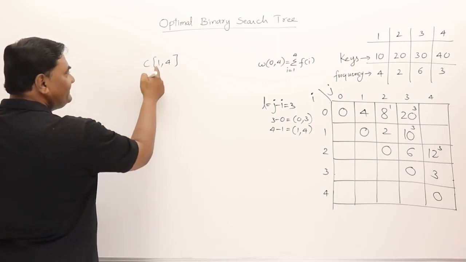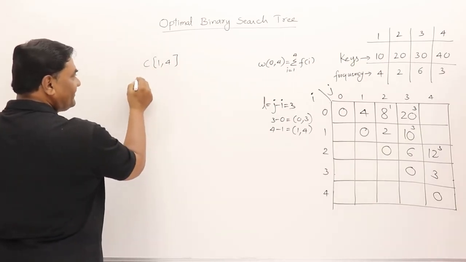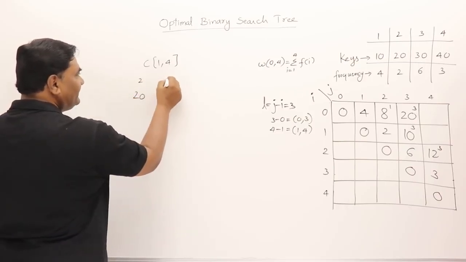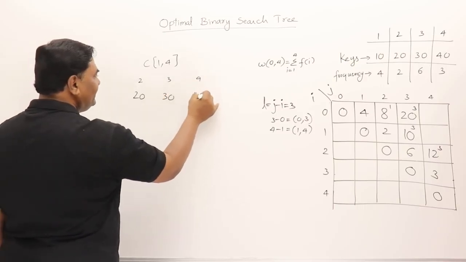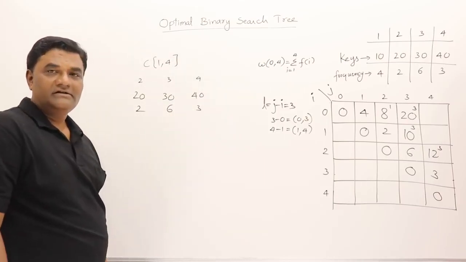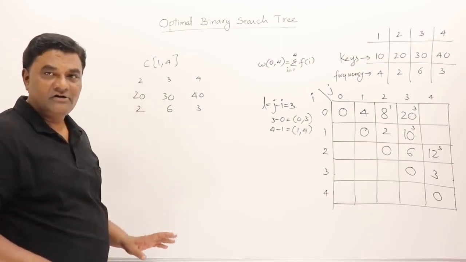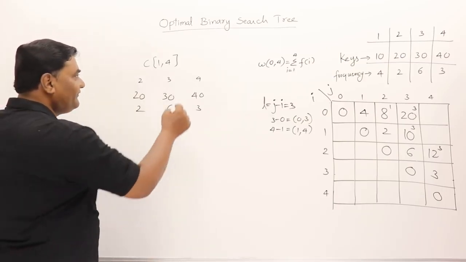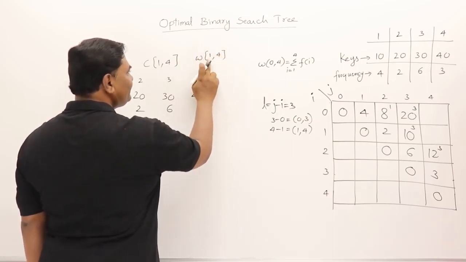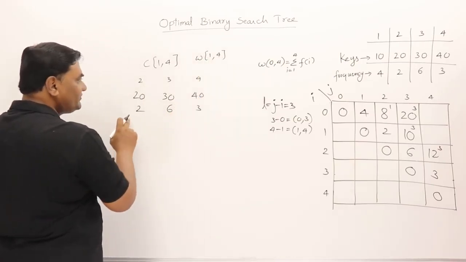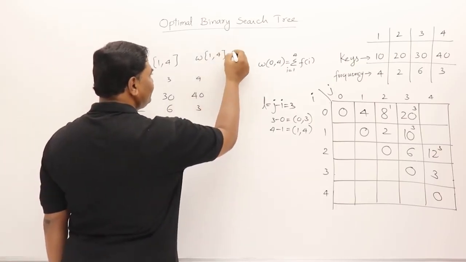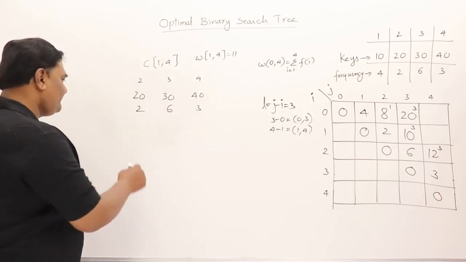So what are the keys? Just ignore 1 and start taking the keys from 2 onwards. Second key, that is 20, and the third key, that is 30, fourth key 40, and the frequencies are 2, 6 and 3. Right? So I will not draw all possible trees now. Directly I will use the formula and solve it. So for that I will find out the weight. So W of 1 comma 4. In this, skip 1 and the remaining we have to find out. So it's nothing but the sum of all these frequencies. So 2 plus 6 plus 3, so this is 11. Now let me use the formula.